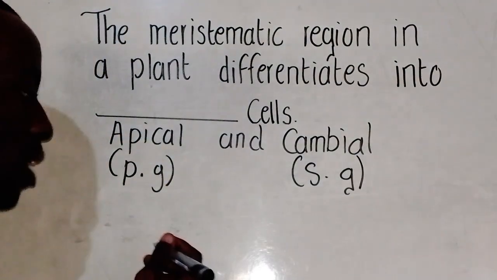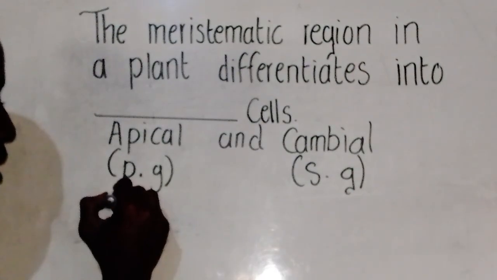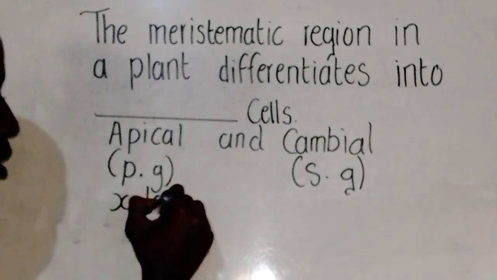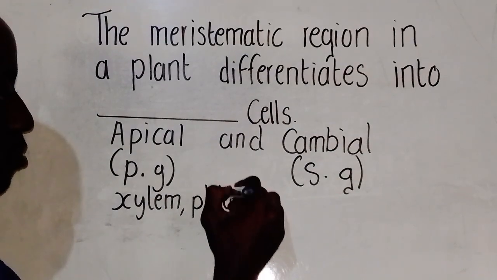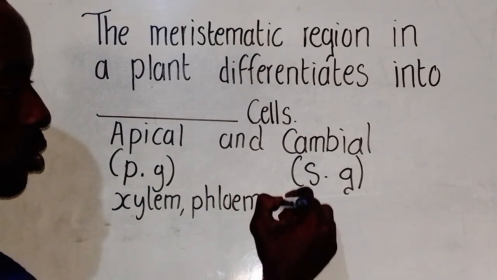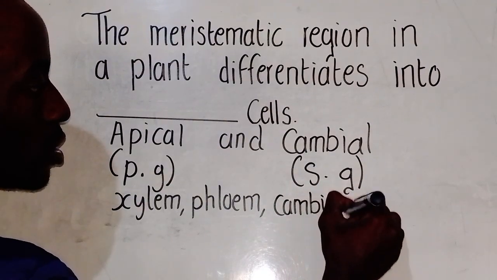So in short, when I talk about the vascular bundle, I'm talking about the xylem, the phloem, and also the cambium.